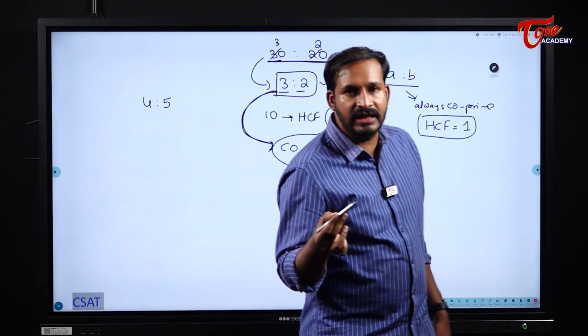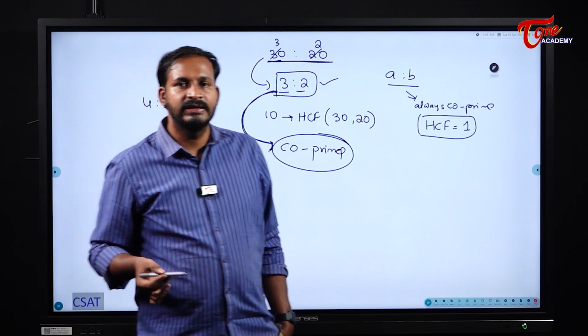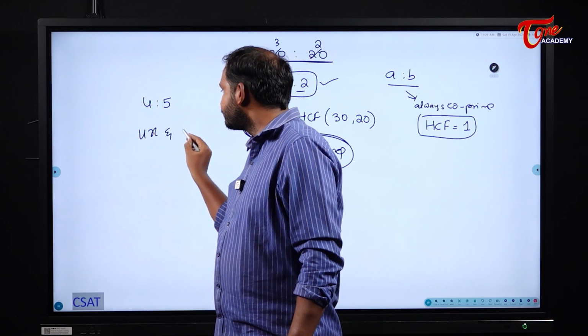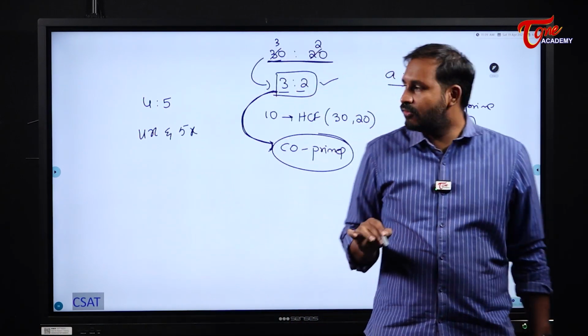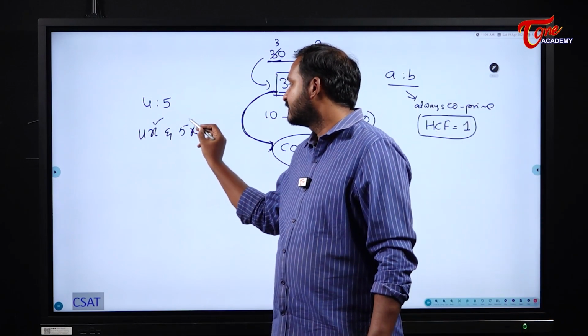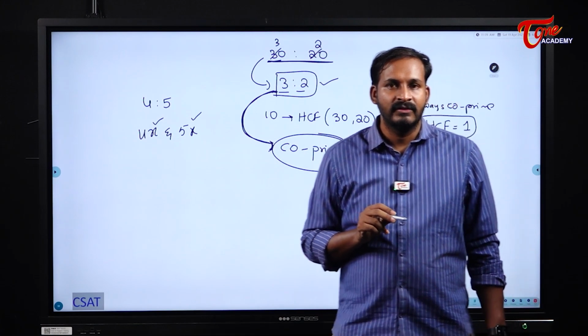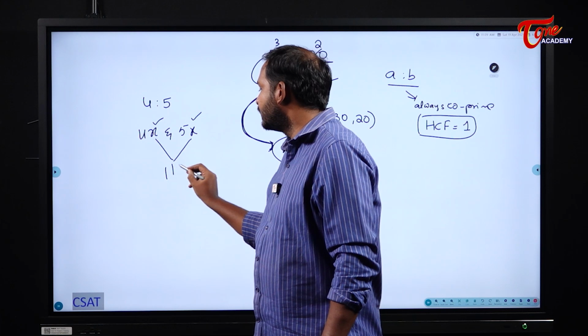Understood? Now, next. Usually, if two numbers are in the ratio of some 4:5, how will you assume them, students? Generally we will assume them as 4x and 5x, right? 4x and 5x, 4a and 5a, like this we will assume the numbers. Now, what is this x? Just now we discussed. Tell me. What is this x? This x is nothing but the HCF of those two numbers.